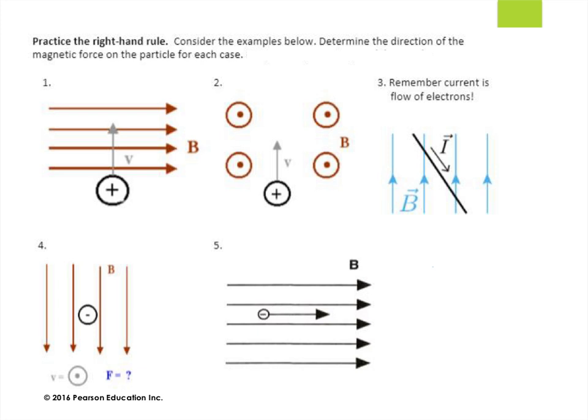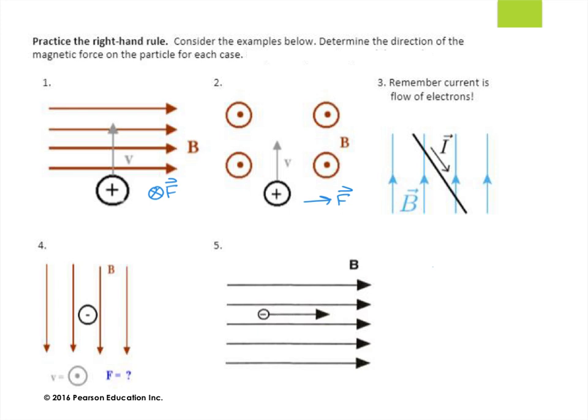Okay, this is practicing the right hand rule. I'm just going to give you the answers because I can't really show you what I'm doing. So if I do v cross B for the first one, it's a positive charge. I end up with a force into the page. The second one, v cross B, gives me a force to the right.